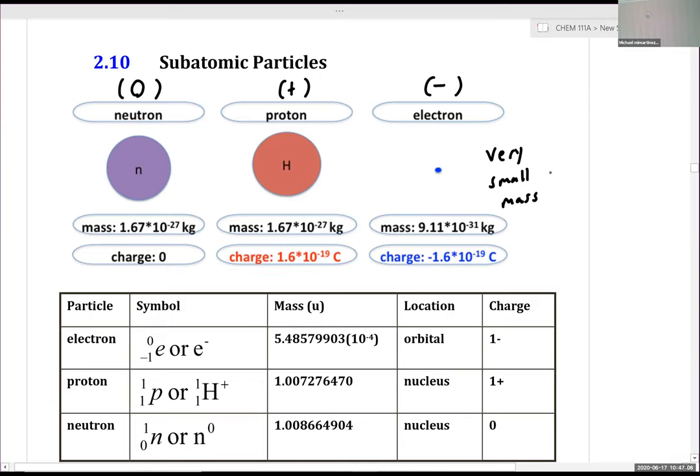So for this summary sheet, I'm not expecting you to memorize the exact mass and charge values. I am expecting you to know the relative mass and charge. You need to know neutrons are neutral, protons are positive, electrons are negative, and the mass of an electron is way less than a proton or neutron. Does that make sense? What's expected of you?